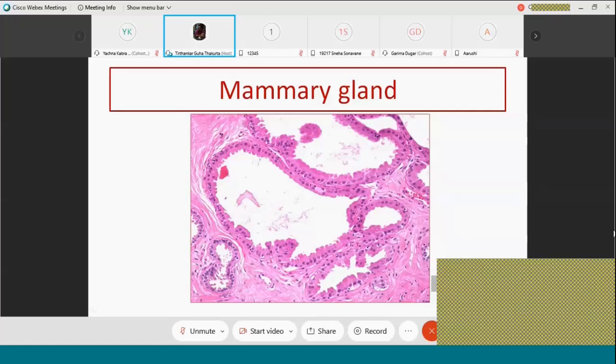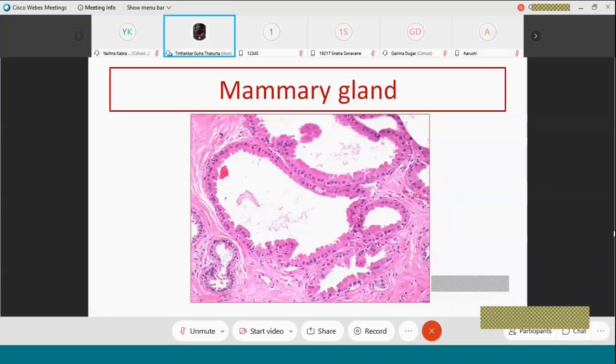Breast is an apocrine gland. So if you look in high power, you will be able to see apocrine changes, and that will not be present in prostate. That is how it can be differentiated from prostate in case there is some confusion. So I hope it is clear up to this.